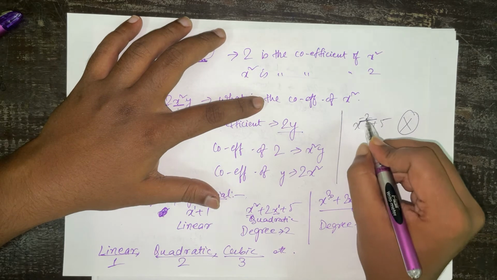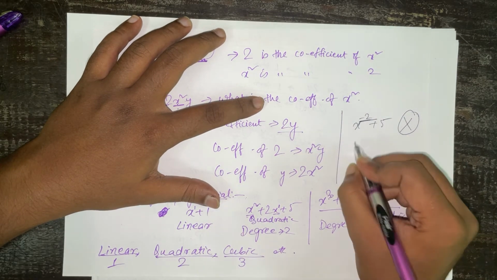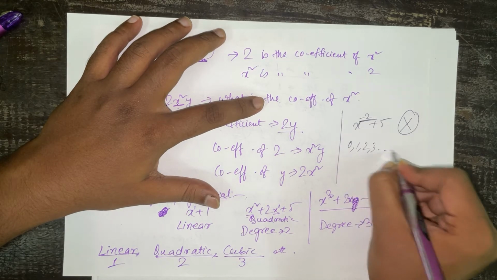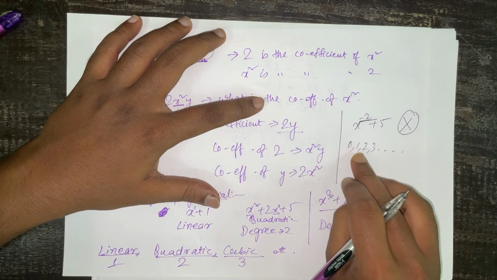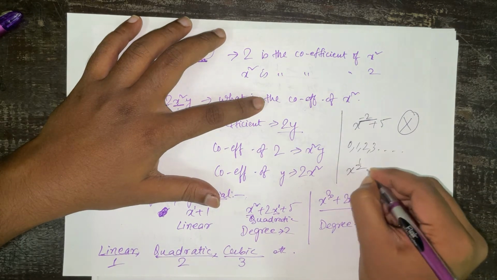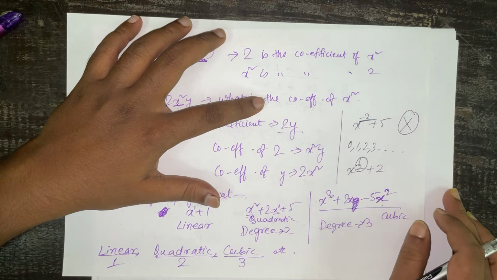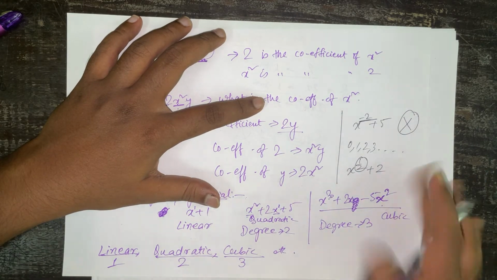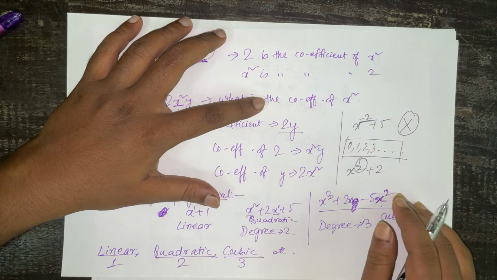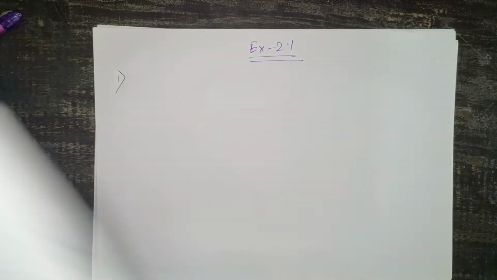The power or the exponent needs to be a whole number. Whole number means 0, 1, 2, 3 and up to infinity. So either all the positive numbers or 0. If I write, suppose, x to the power half plus 2, here the power is half, so it cannot be a polynomial. So the powers must be whole numbers. Anything other than whole numbers will not be a polynomial. I hope that is clear. Now let's move on to the exercise.